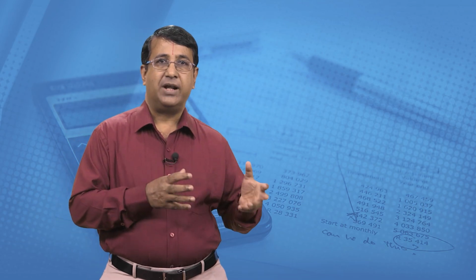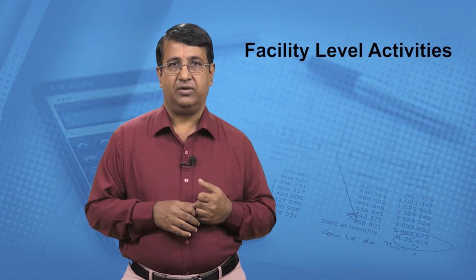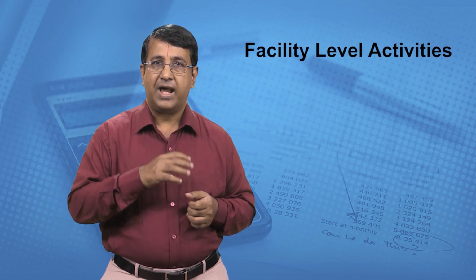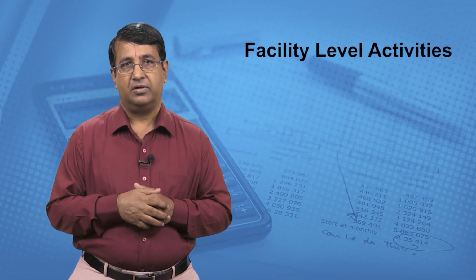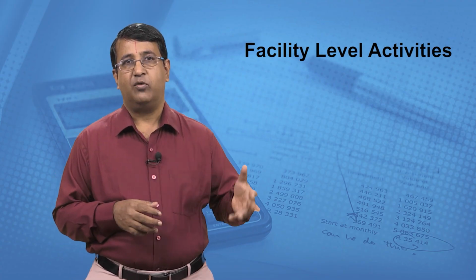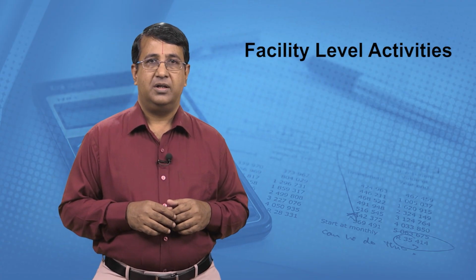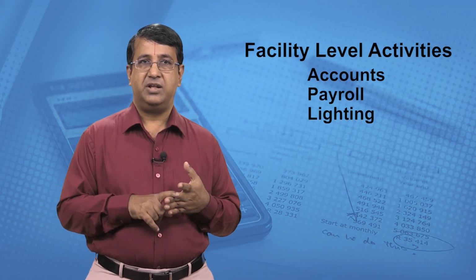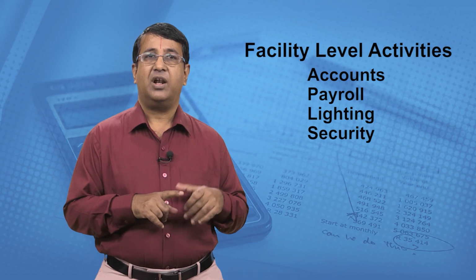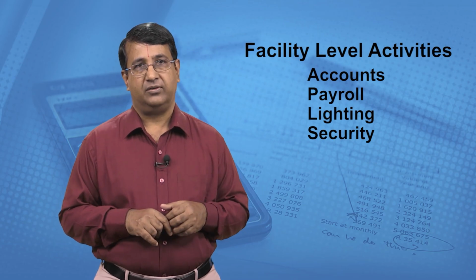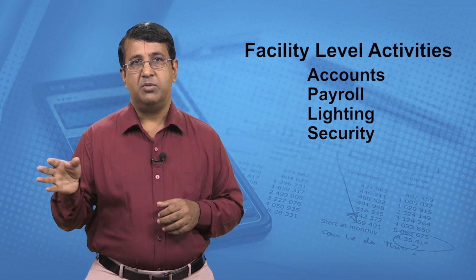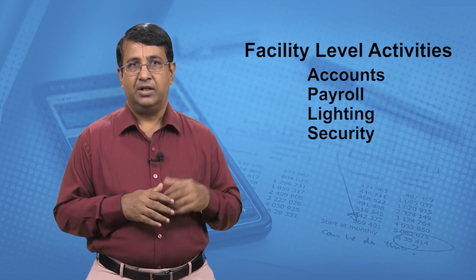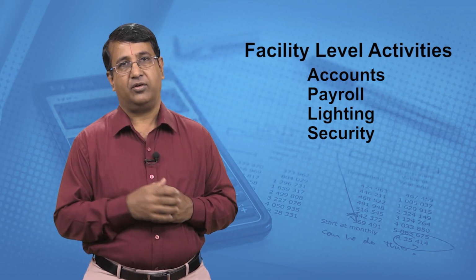The last group of activities are facility level activities. They are not directly related to the manufacturing process. They support the manufacturing process. Activities in accounts department, payroll department, lighting, security, these are all examples for facility level activities. These costs are independent to the unit produced, number of batches, number of products.